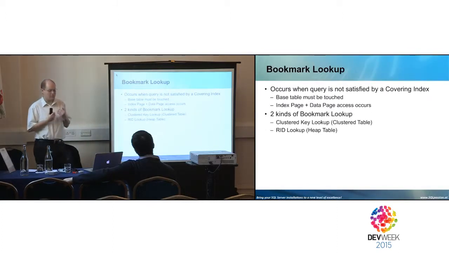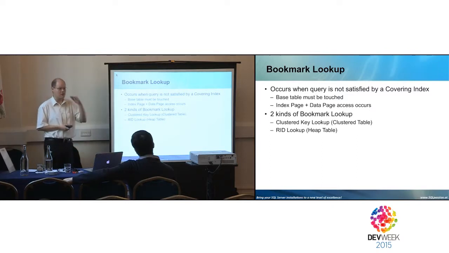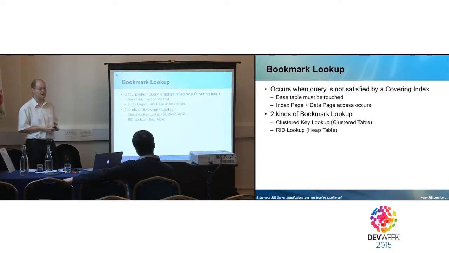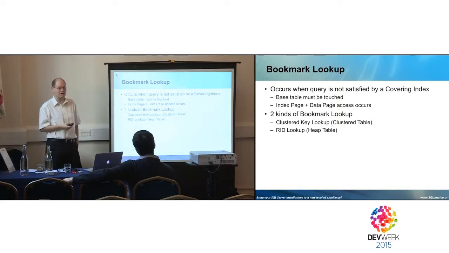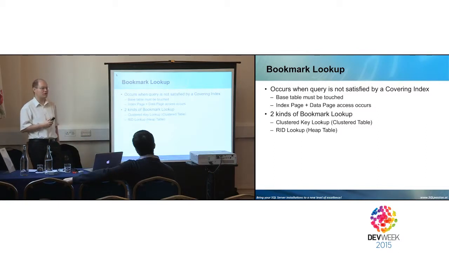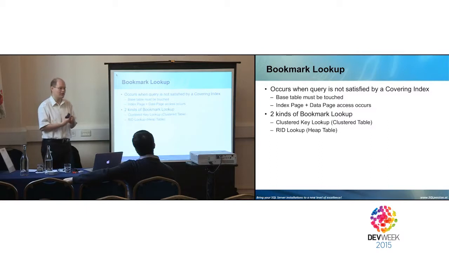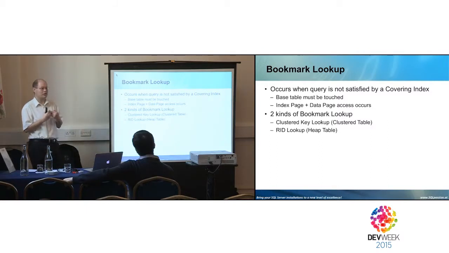A bookmark lookup means that the query optimizer has chosen in the execution plan a non-clustered index, meaning we are reading the requested data from that non-clustered index, and finally we retrieve in our select list additional columns that are not part of that non-clustered index. Means we get some records from that non-clustered index, and afterwards SQL Server has to retrieve the additional requested columns for every record that we have retrieved from that non-clustered index.